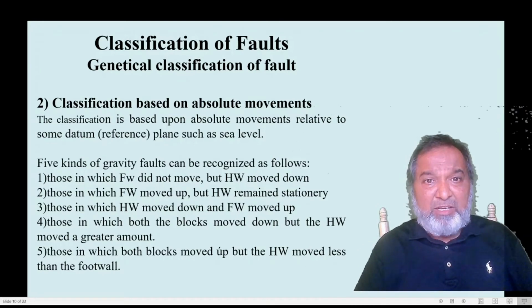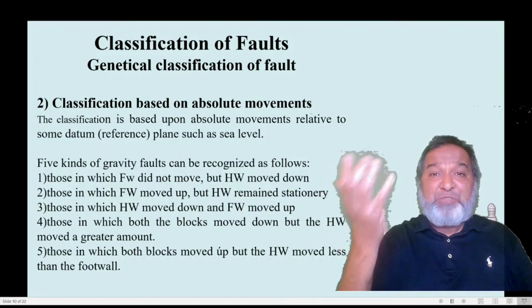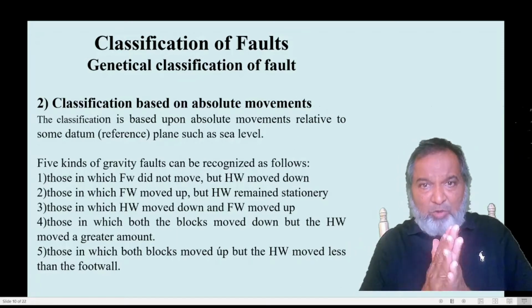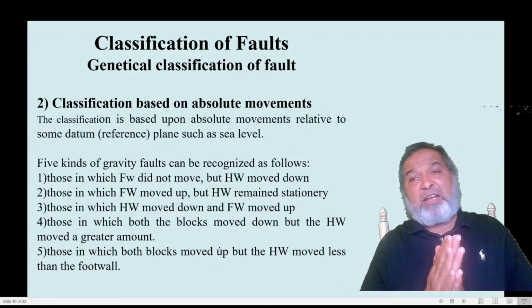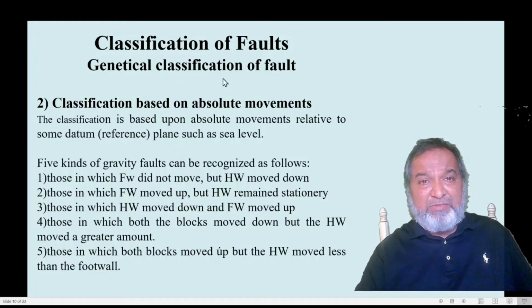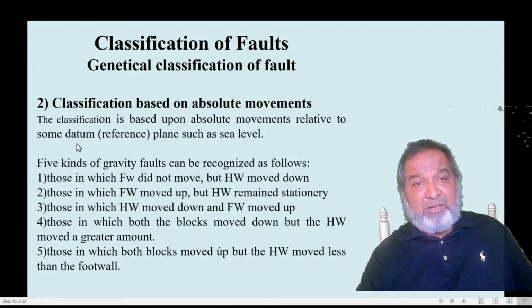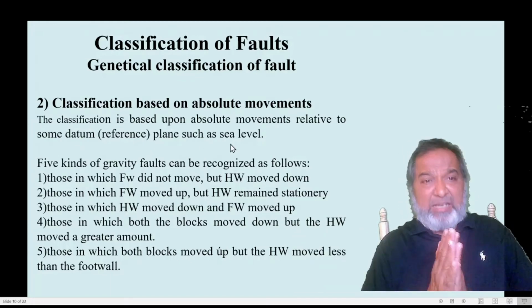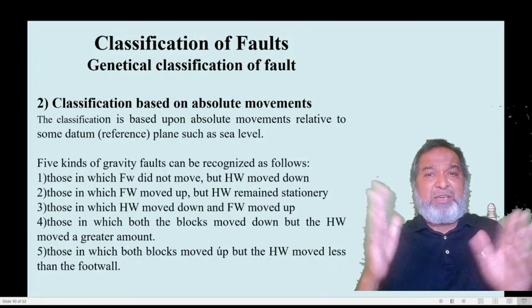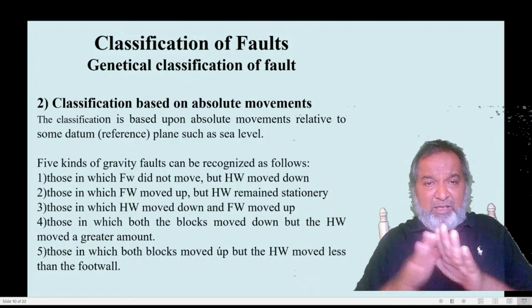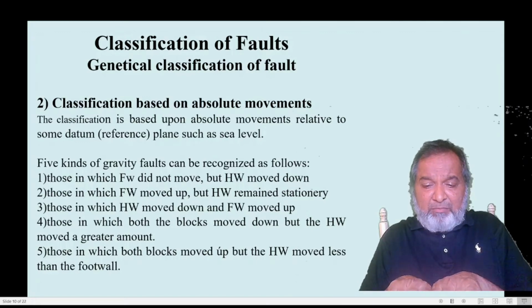Next one, the classification based on the absolute movement, whatever movement has taken place along this fault plate, the absolute one, and that we have to make out. That is the classification based on absolute movement related to some datum, that is the reference plane we have taken, such as the mean sea level. From that mean sea level, whatever movement has taken place will be called the absolute movement.